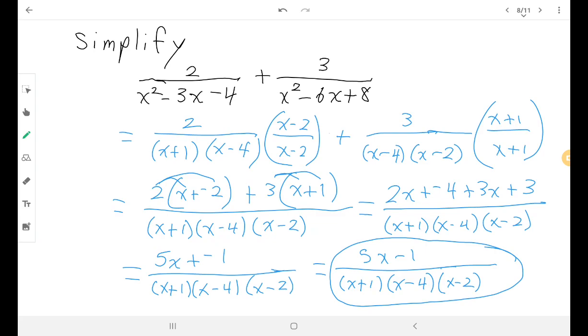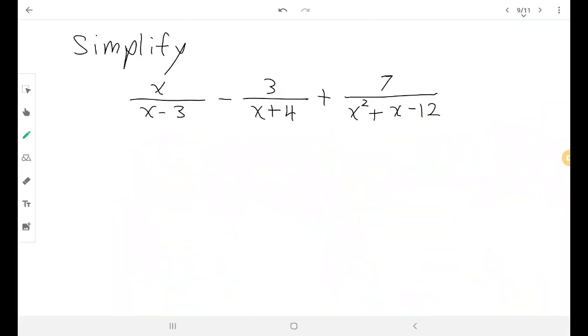All right, there being no questions, so I'll move on. So let's take a look at this one. Again, minus right there, I want to change to plus negative, and I'll put the negative right up there with the 3. And I'm going to want to factor this.